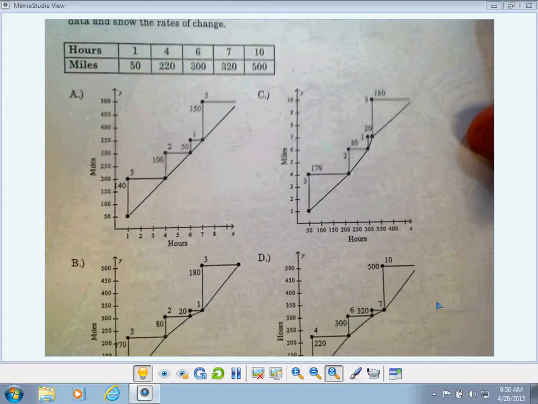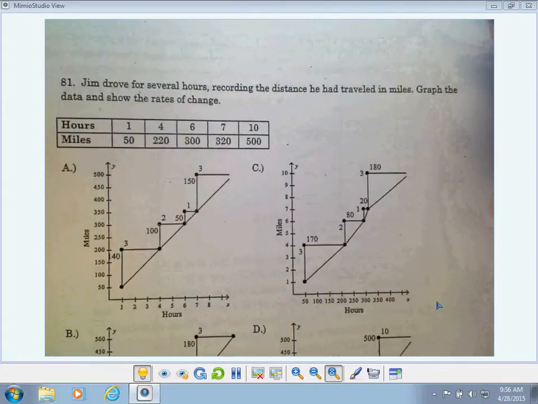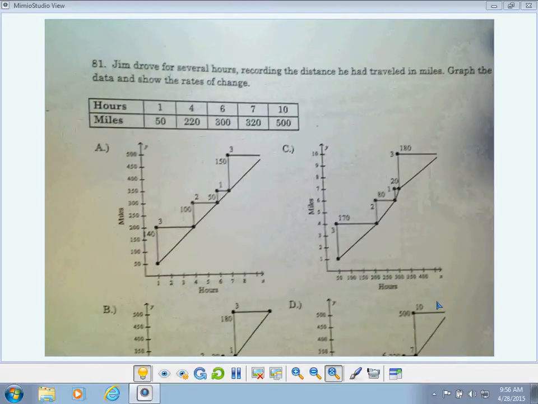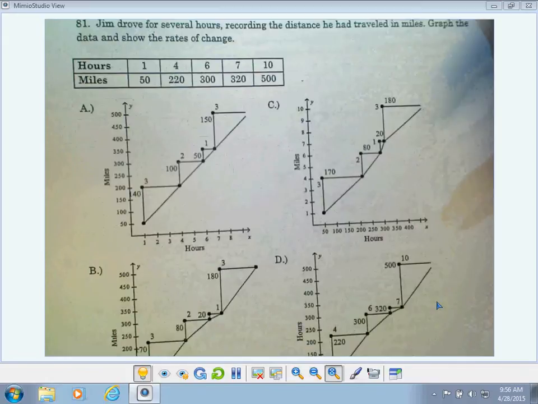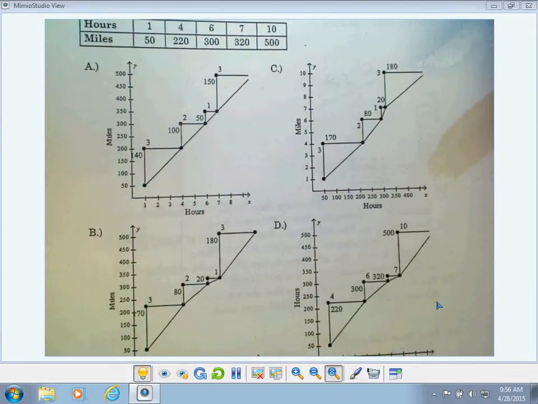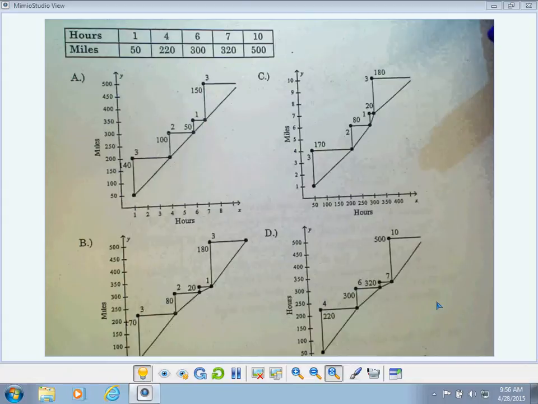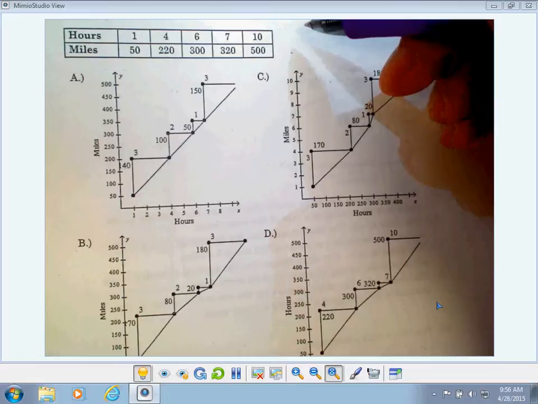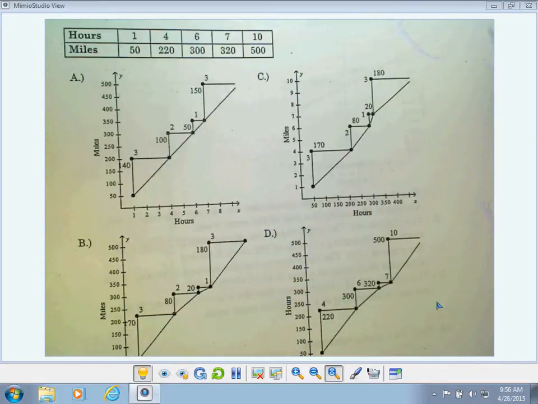Alright, we got a big problem here. It says Jim drove for several hours recording the distance he had traveled in miles. The graph and data shows the rates of change. Okay, so we got that chart, and then we got 4 graphs to look at. So let's see if we can keep those all on the screen here. Okay, so what do I see? I see after 1 hour he went 50, and then after 4 he went 220, and then after 6 hours he had gone 300. So we want to figure out which one of these is the graph of this data and to show the rates of change.